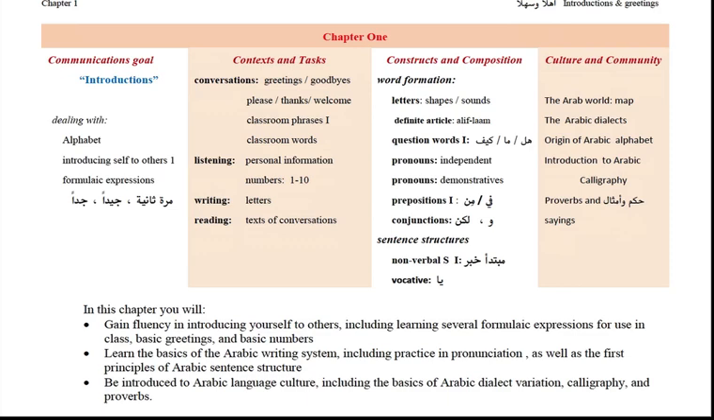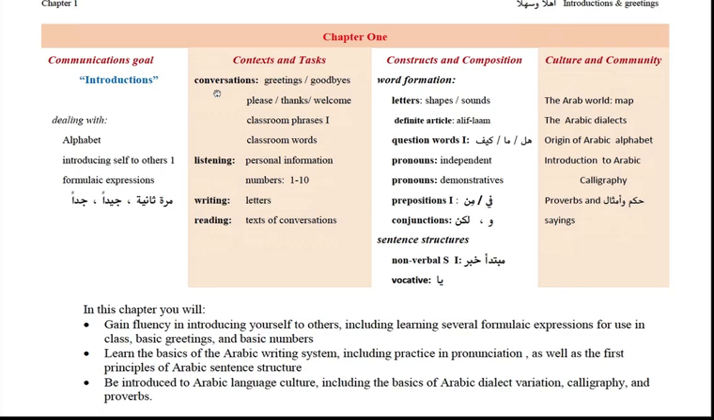The bottom of this first page gives you in prose form what is given in the table form above. So, for example, by the end of this chapter, you will gain fluency in introducing yourself to others, including learning several formulaic expressions for use in class, basic greetings, and the basic numbers. And you'll learn the basics of the Arabic writing system, including practice and pronunciation, as well as the first principles of Arabic sentence structure.